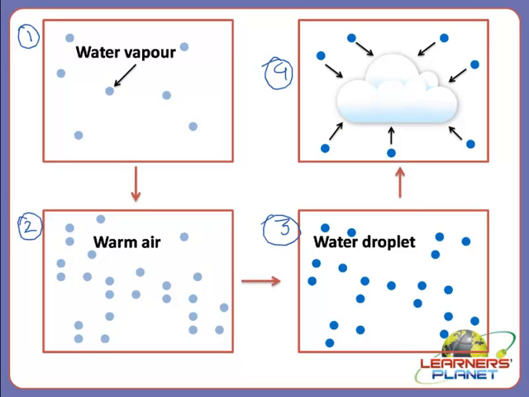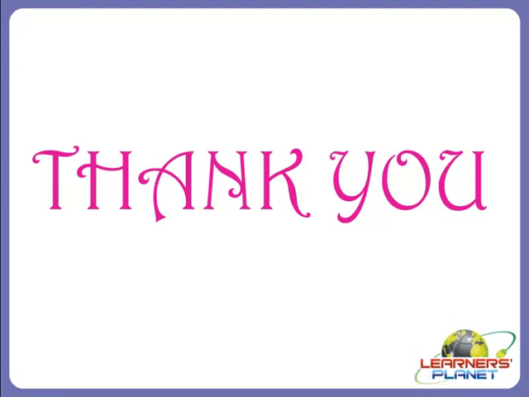So in this way, formation of a cloud takes place and tiny droplets of water come together to form a cloud, and then it falls as rain. So that was all about different states of matter, different states of water, and about cloud formation. In the next session, we will learn something more interesting about water. Till then, enjoy and have fun.